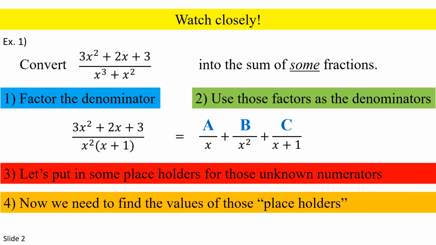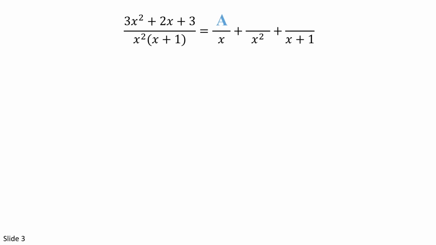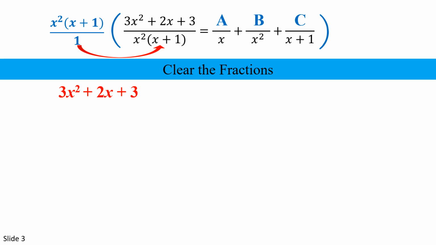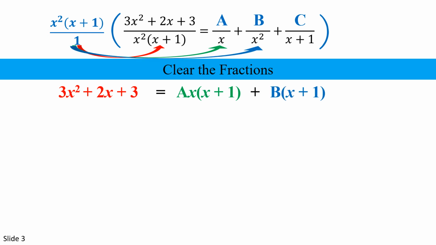Now we need to find the values just like before. So if we take this one and do like we've done before, clear the fractions. On the left, we just get the numerator, 3x squared plus 2x plus 3. Do the first fraction. One of the x's cancels, so we get a times x plus 1. And the second one, both x's cancel, so we get b times x plus 1. And the last one, the x plus 1's cancel, so it's c times x squared.